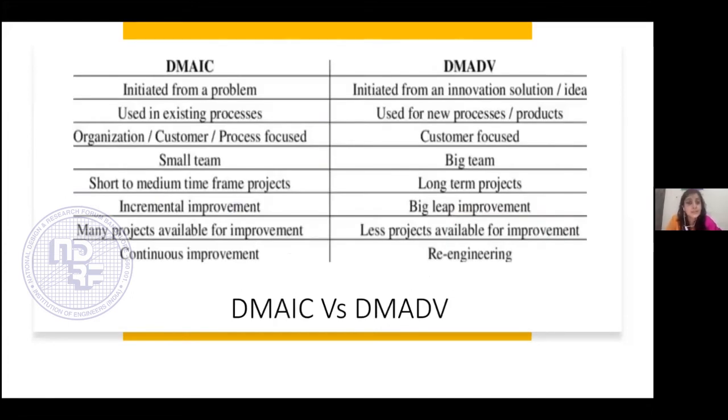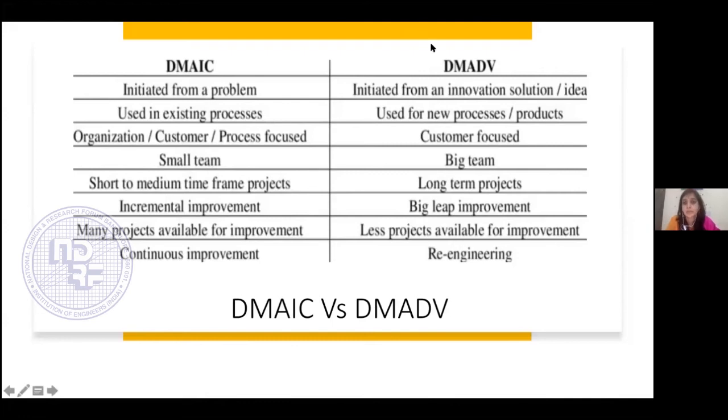Some more differences. DMAIC is initiated from a problem. It's used in existing processes, organizations and customers, and is process focused. A small team generally works on the DMAIC process. Short-term to medium time frame projects. Incremental improvement: once you achieve a certain milestone, you set up a new milestone and achieve that. So small incremental improvements, and many projects available for improvement. You identify quick fixes and then start working on those projects. And it goes on. It's a Kaizen improvement.